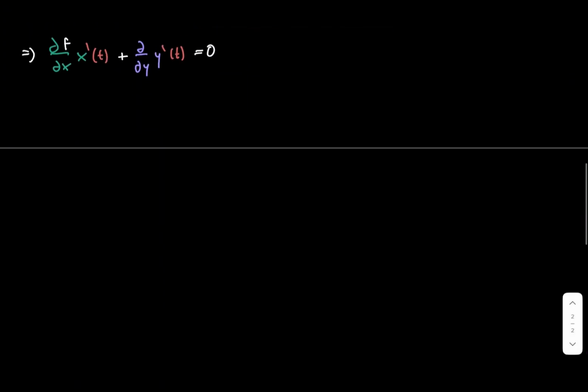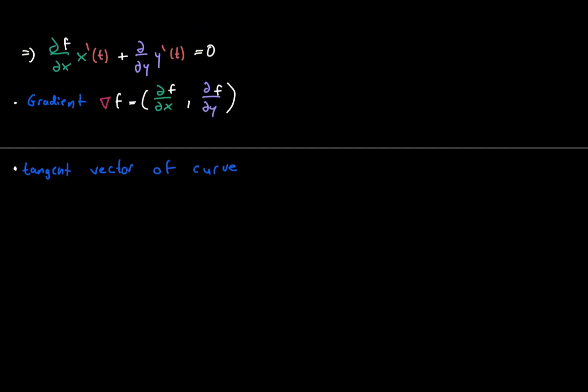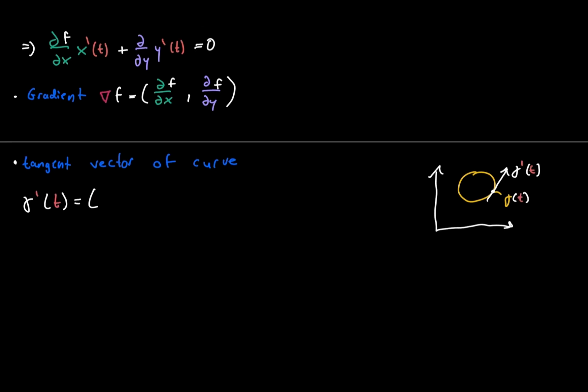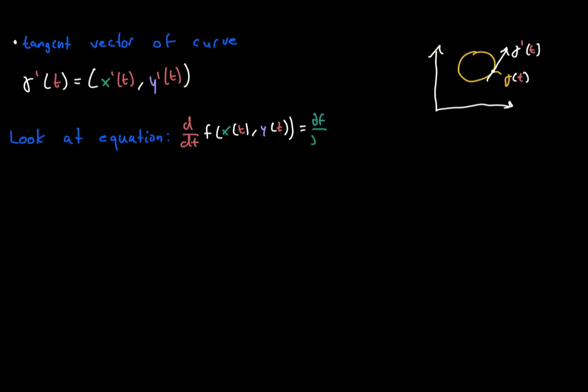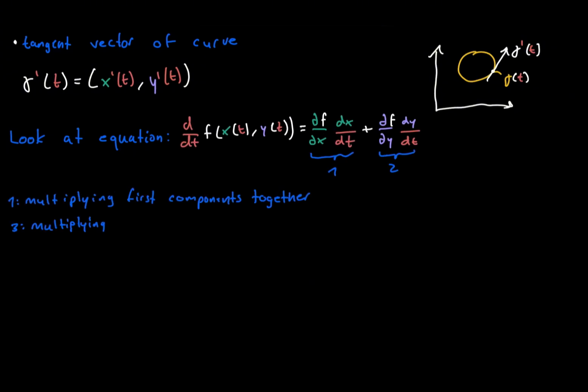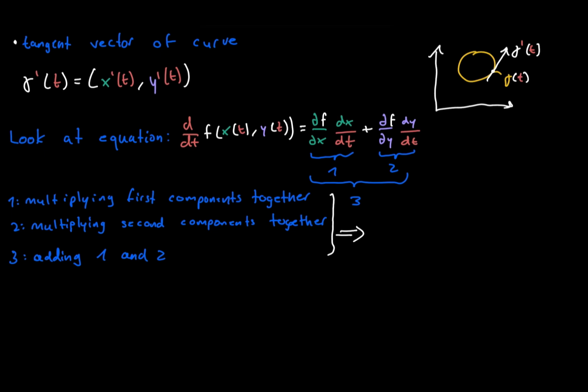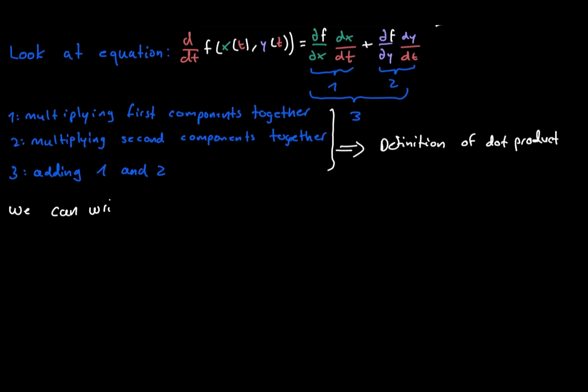Now this expression has a structure we can recognize. We define the gradient as gradient f equals f sub x, f sub y. And the tangent vector to the curve is gamma prime of t equals x prime of t, y prime of t. If we look at the equation again, we multiply corresponding components and add them. That is exactly a dot product. So we can rewrite the equation as gradient f dot gamma prime of t equals 0.